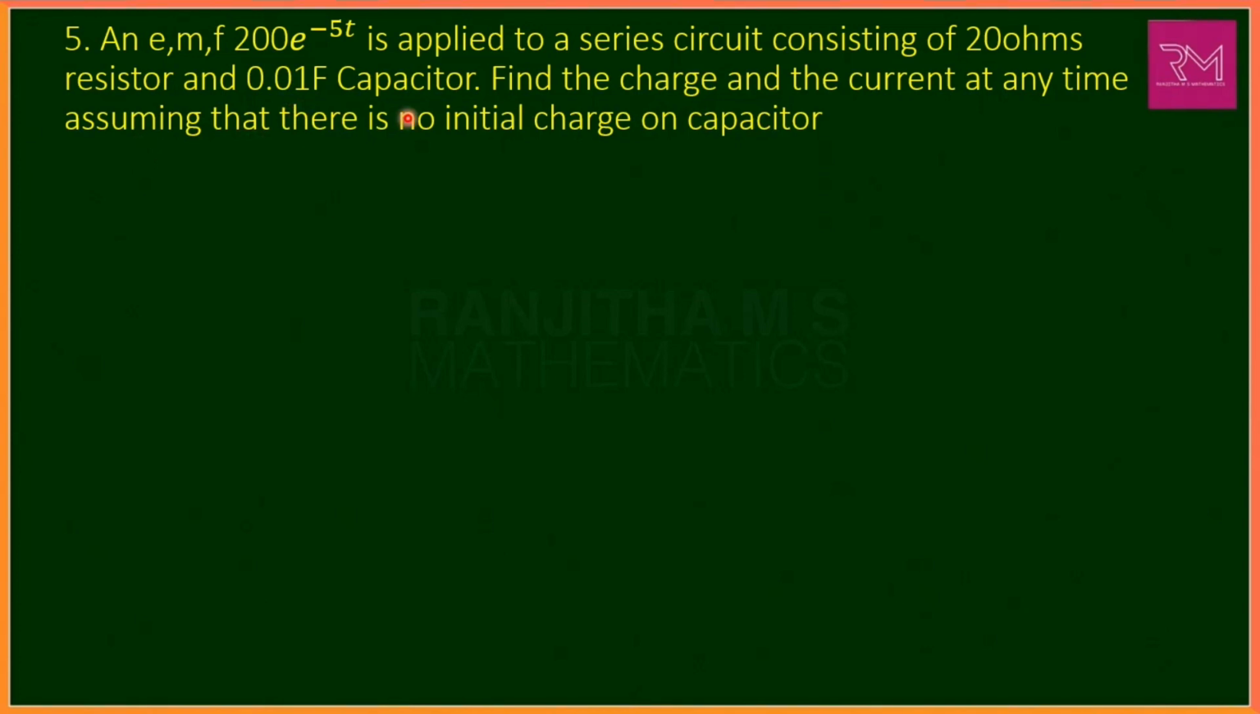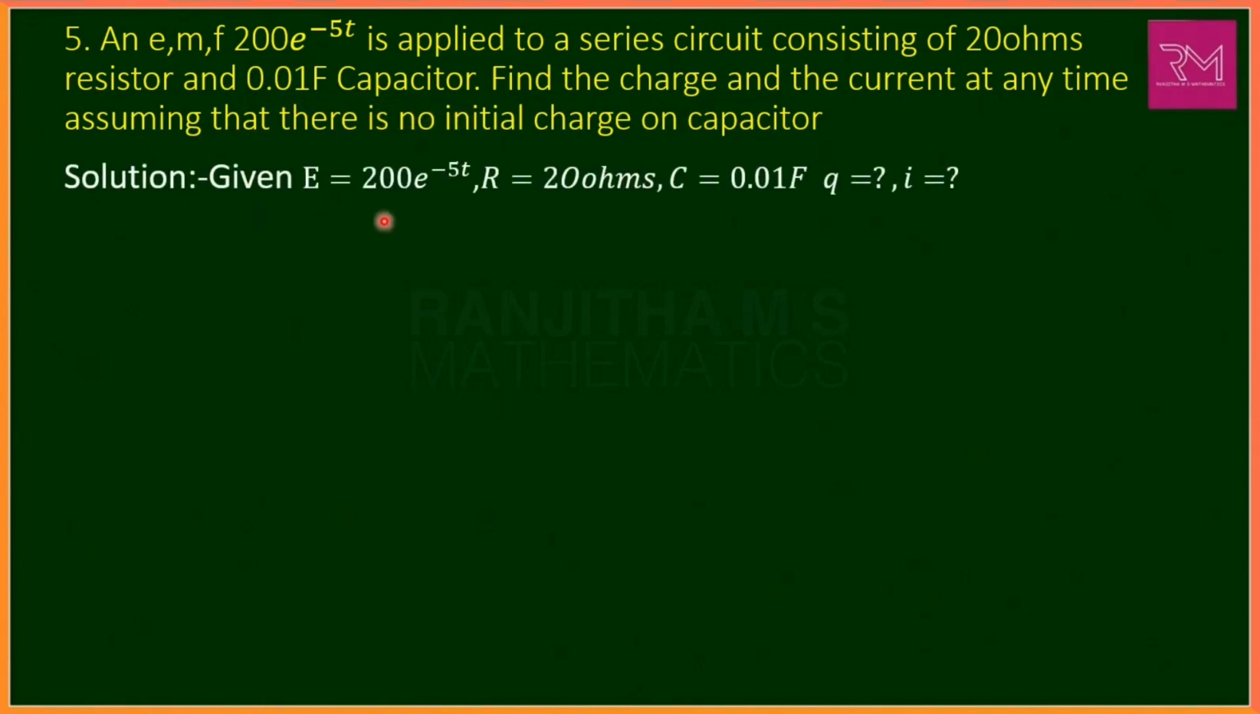Observing this problem, we can easily understand this is a problem on CR circuit. Here, first take the given data. They have given EMF E is equal to 200 e to the power minus 5t applied to a series circuit consisting of 20 ohms. That means resistance R is equal to 20 ohms and the capacitor value is 0.01 farad, that is C is equal to 0.01 farad.